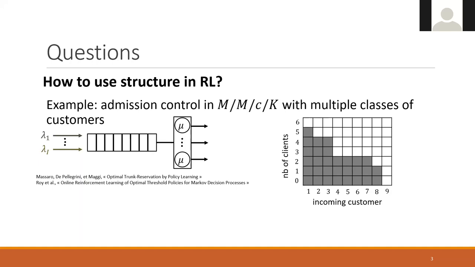Because we may, for instance, not know the transition rates of the system. This is something that we can learn, actually. We may, for instance, not know the number of servers. This is also something we can learn. So there is an optimal solution that you may know if you know everything. But if you do not know everything, for instance, we can learn the parameters. This is an approach.